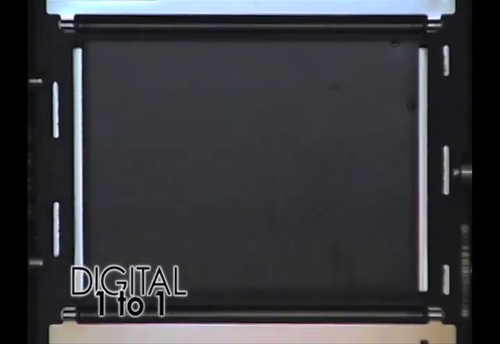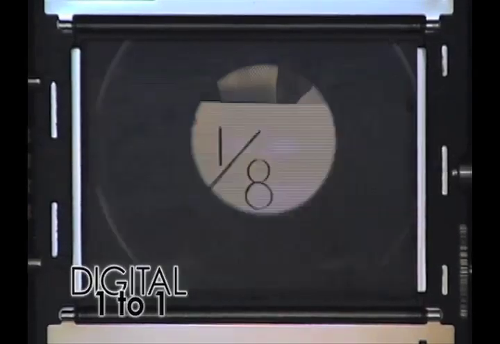This is 1/500th of a second. This is 1/250th of a second. This is 1/125th of a second. This is 1/60th of a second. This is 1/30th of a second. This is 1/15th of a second. This is 1/8th of a second. This is 1/4 of a second. This is 1/2 of a second. And finally, this is 1 second.